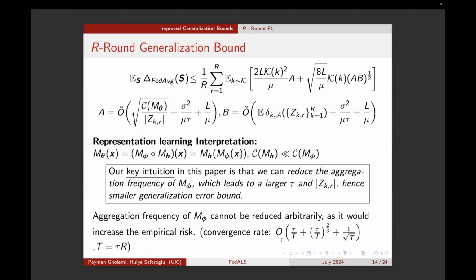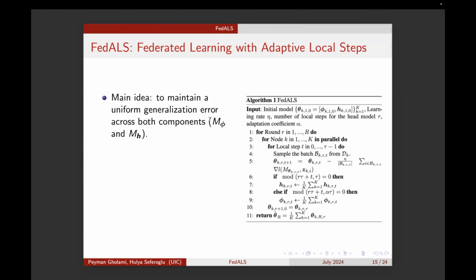Now, here we have the main idea of our new federated learning algorithm called FedALS, which stands for Federated Learning with Adaptive Local Steps. The core concept here is to maintain a uniform generalization error bound across both components of the model. We've introduced a new parameter called alpha, which is the ratio of the number of local steps we perform for the representation extractor part of the model to the number of local steps for the head. And this is called the adaptation coefficient.